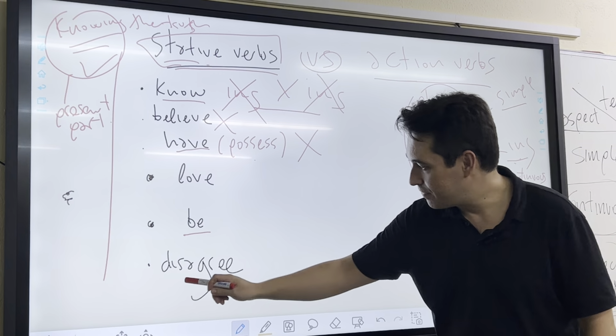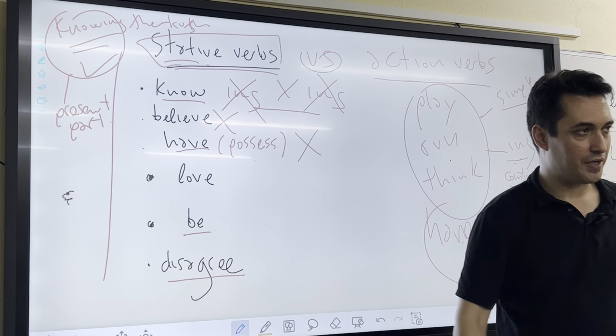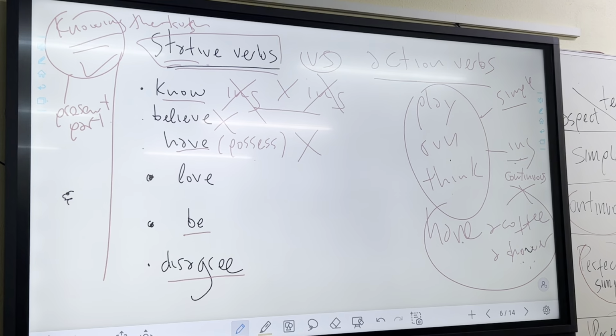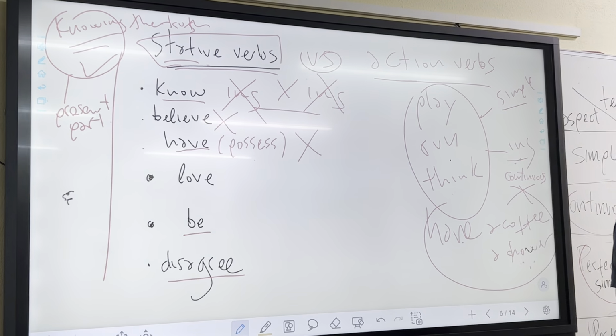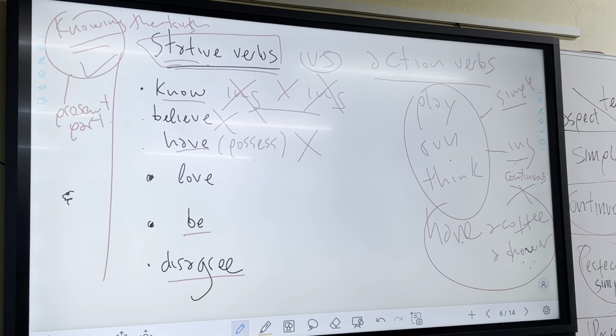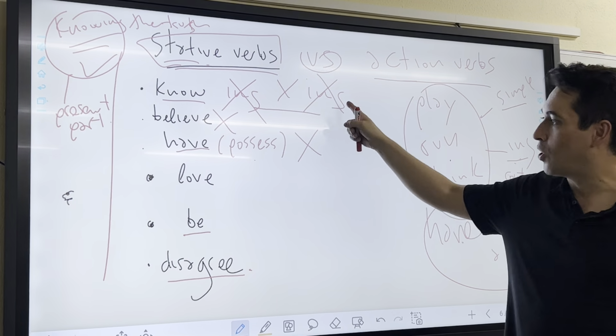Okay, let's have a look at disagree. Do you agree or disagree? I disagree with you. Can you say I'm disagreeing? Excuse me, I am disagreeing. No. Sorry, I disagree. Yeah? So, stative verbs, no ing.